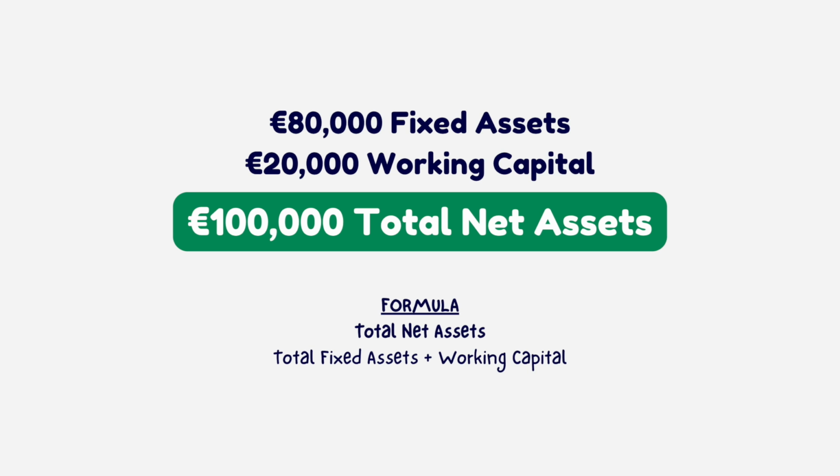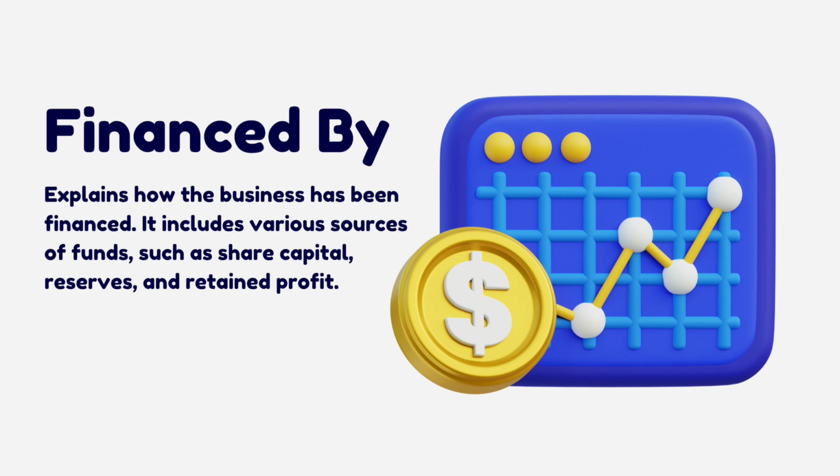The next few headings are quite technical, so you might have to pause and rewatch this a few times until it sinks in. So, finance by. This section explains how the business has been financed. It includes various sources of funds such as share capital, reserves and retained profit. Essentially, this is where the business's money is coming from. So let's break it down.